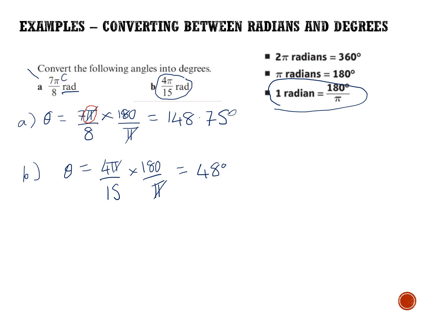Because if you look at part A, 7/8, well, that's almost 1 whole one, so that would be quite close to a straight line. You can see the 148.75 there, so that can help you just to think about the size of it, but you'll get more used to them the more you do with them.